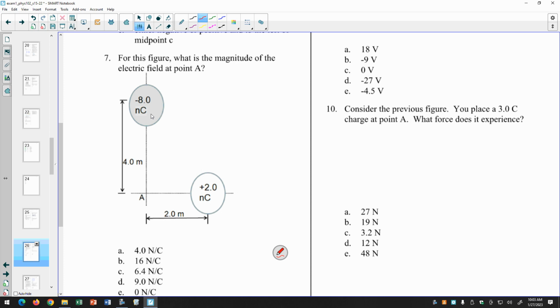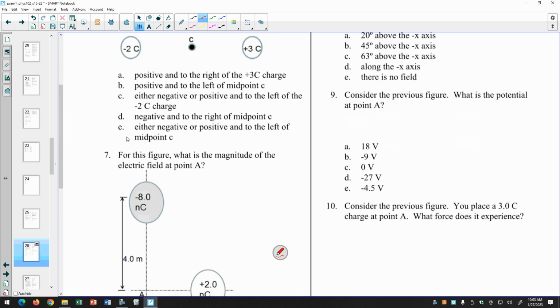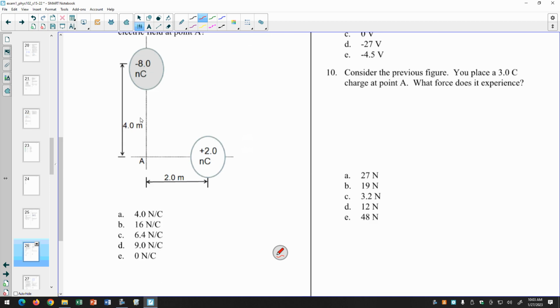Like, for example, number 7. I want to know what is the magnitude of the electric field at point A. And then I think there's a follow-up question, what is the direction of the electric field? So this is just like we did in class with the 2D vectors, but it's multiple choice and not free response. For your exam, you'll see it in the free response, but for the quiz, you'll likely see it in the multiple choice.